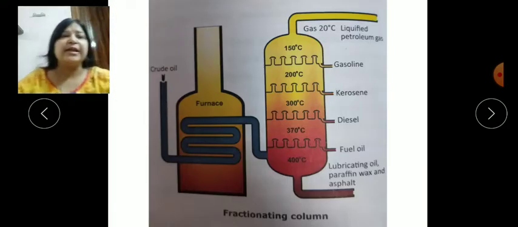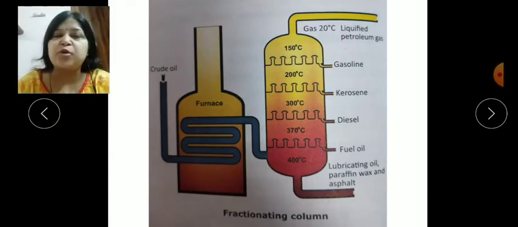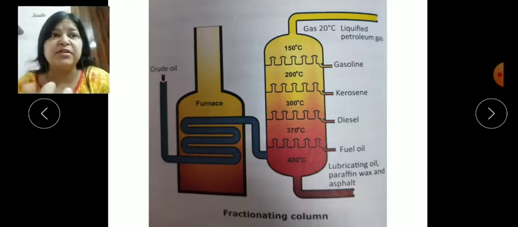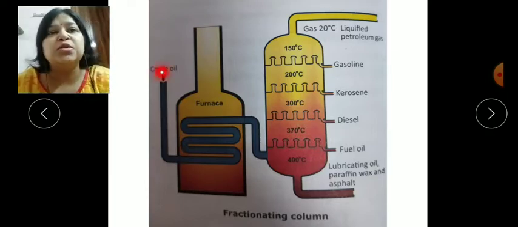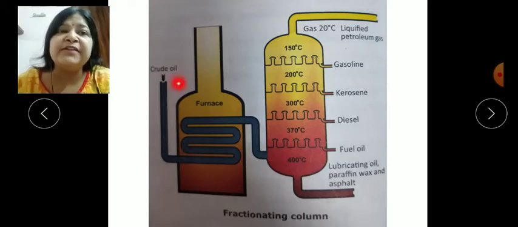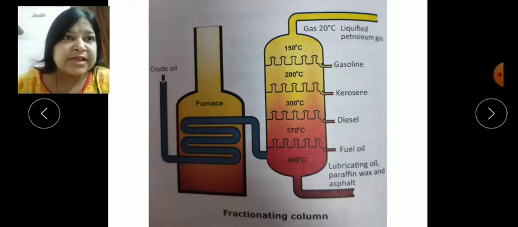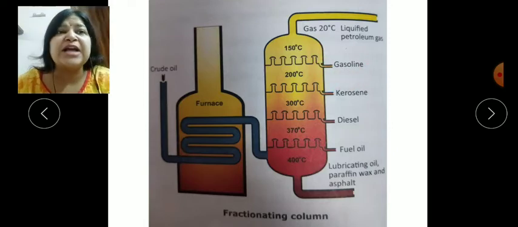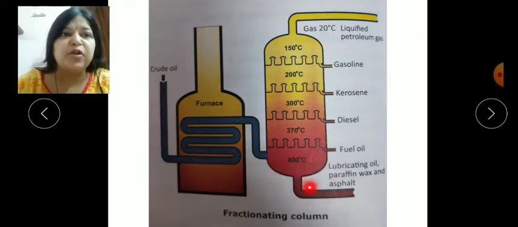As I told you so many times, from crude oil we get petrol, diesel, kerosene, LPG, gasoline gas, and paraffin wax. This is the fractional distillation chamber. Whenever we pass the crude oil, which is a mixture of many components, through the furnace, which provides heat, we can see that gasoline has the lowest boiling point, 150 degrees, and the highest is paraffin wax and others at 400 degrees Celsius.